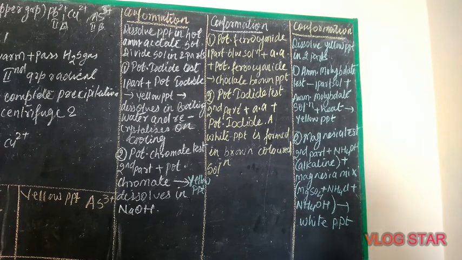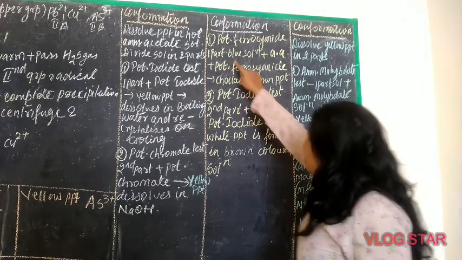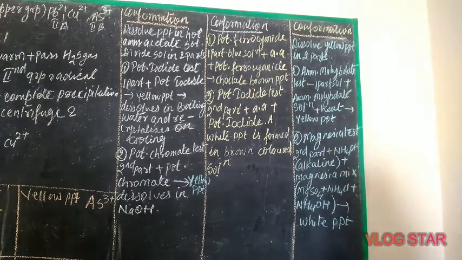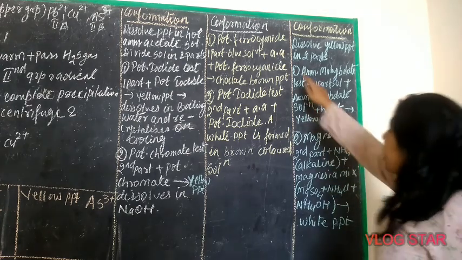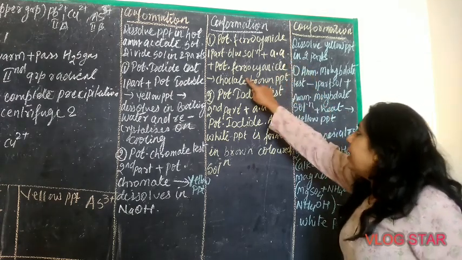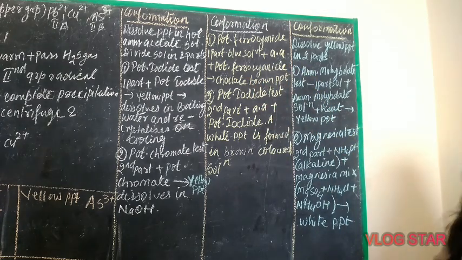Fine. So, first is potassium ferrocyanide test. Take one part blue solution, add acetic acid to it, and then add potassium ferrocyanide. It gives a chocolate brown PPT. That means Cu2+ is confirmed.